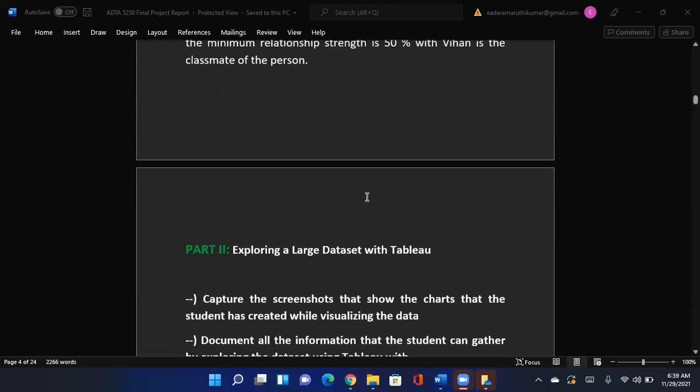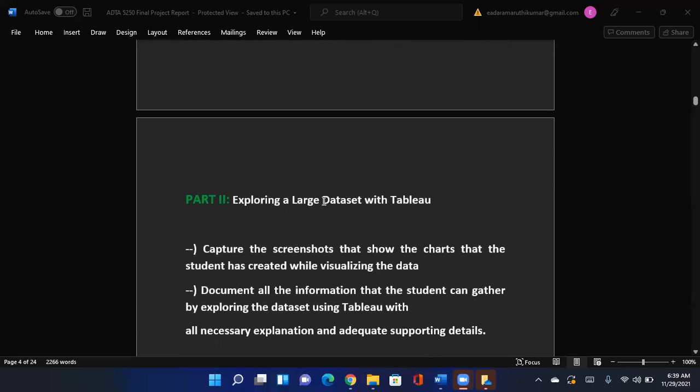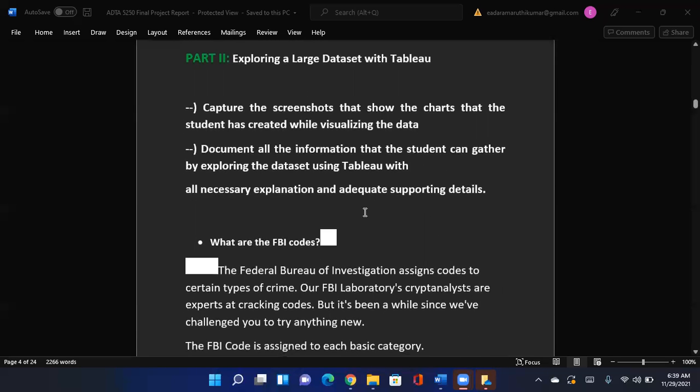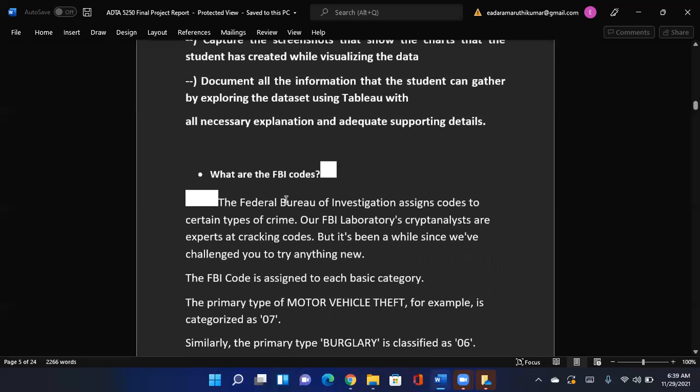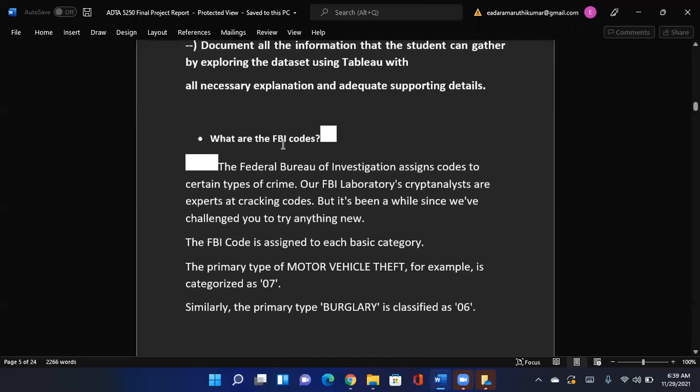After that, I went to part two. In part two, exploring the crime data set with Tableau. Here, I did research on the FBI codes. What are the FBI codes? Actually, FBI means Federal Bureau of Investigation. We have so many codes.